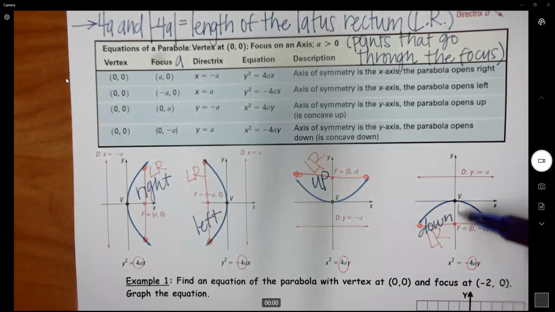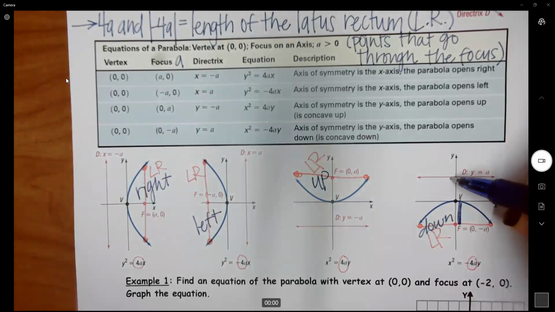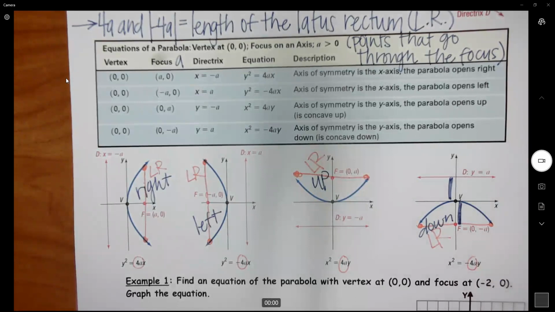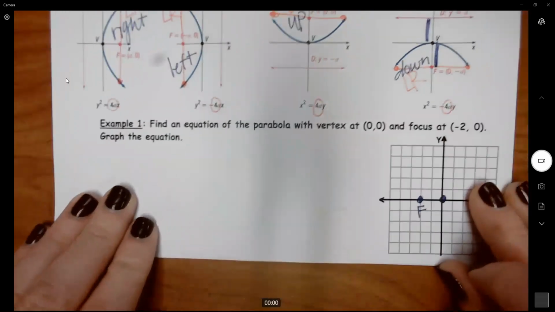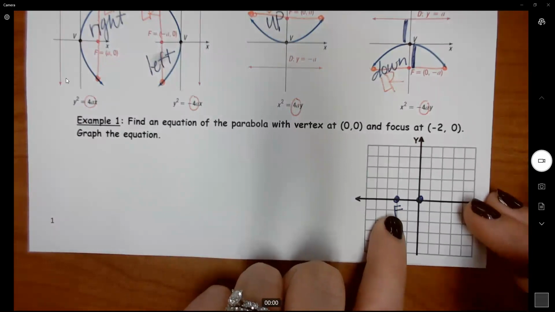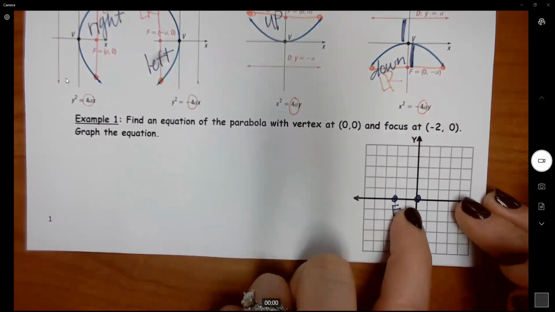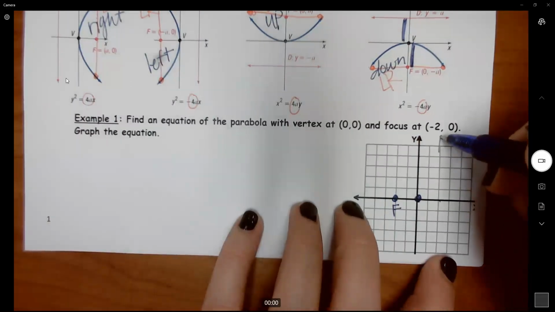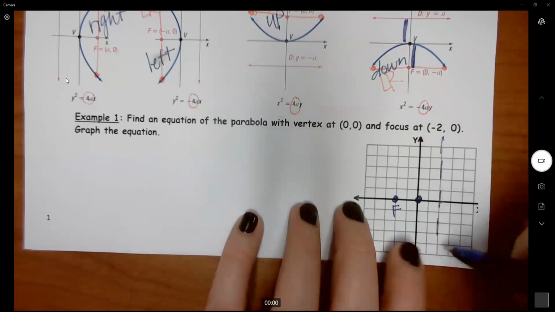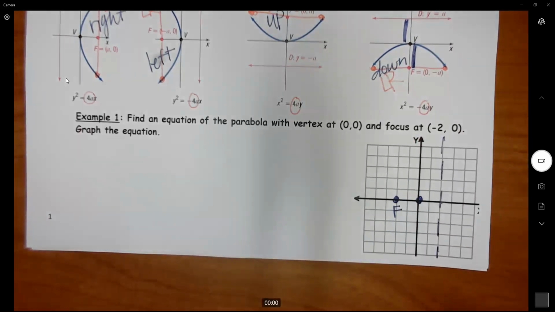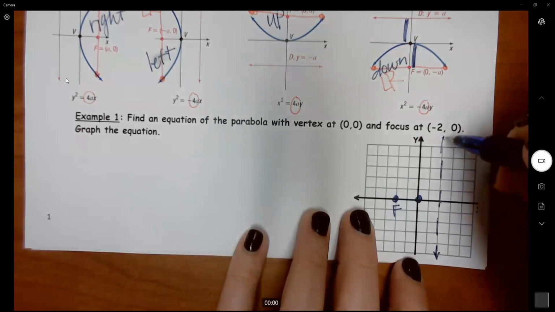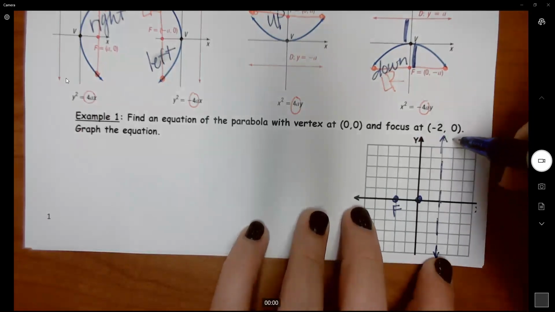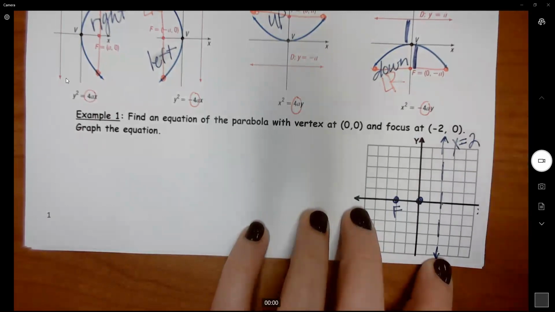Those are always equal distance. Whatever the length is from vertex to focus, it is going to be the same as the distance between the vertex and the directrix line. Those are equivalent lengths. So if my focus is at -2, 0, and my vertex is at 0, 0, I'm going to go 2 units the other way, and my directrix right here is at x equals 2.